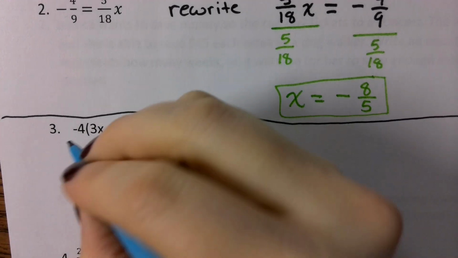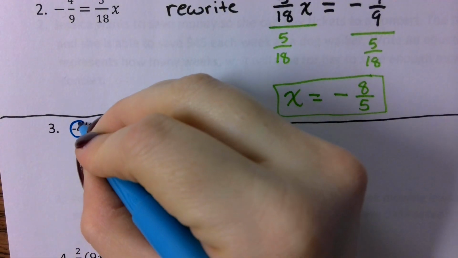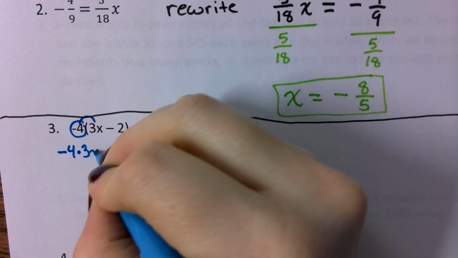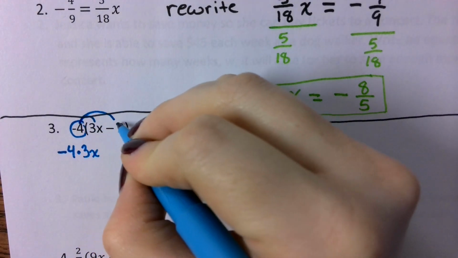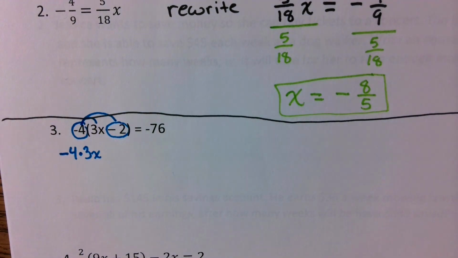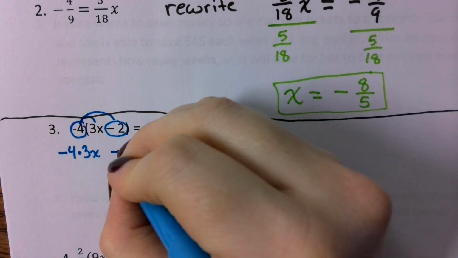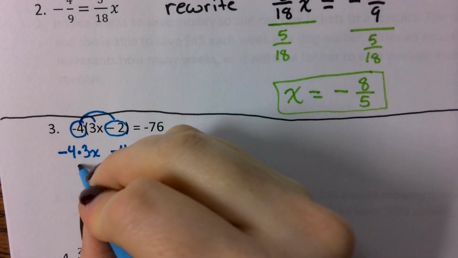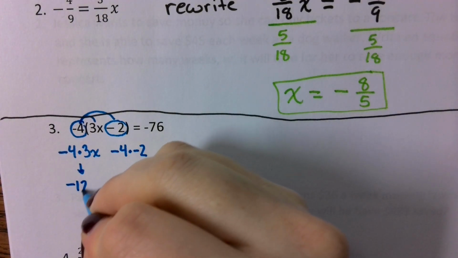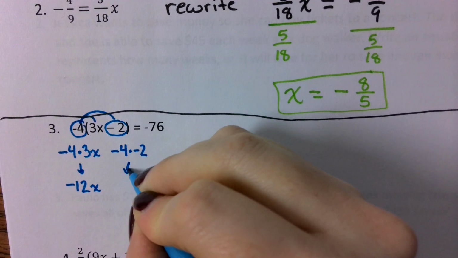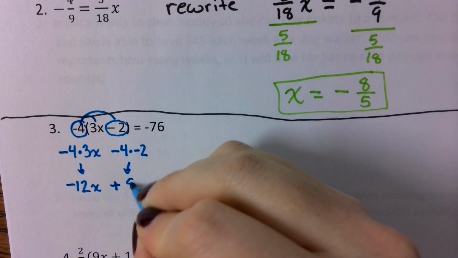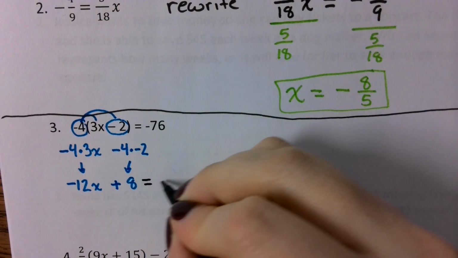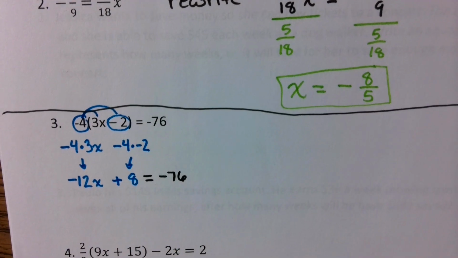All right, for problem number 3, do we have distributive property? Yes, we do. We can take that -4 and multiply it by 3x, and then we can also do -4 and multiply it by -2. Do not forget that that 2 is a -2. That's going to give us -12x and +8. And we still have it set equal to -76.